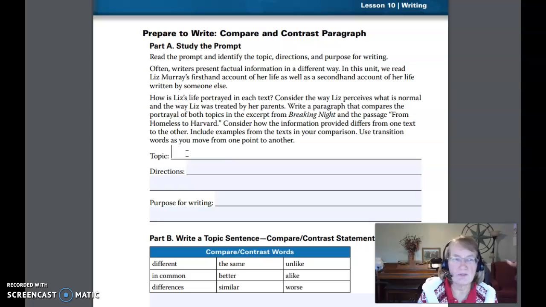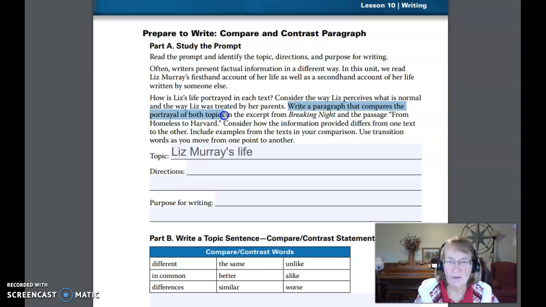So the first thing we want to do is break down from that, what is the topic that we'll be writing about. And as we look at that, in both articles, the purpose of the topic is to write about Liz Murray's life. And then the directions, if we look at this, it says, write a paragraph that compares the portrayal of both topics.